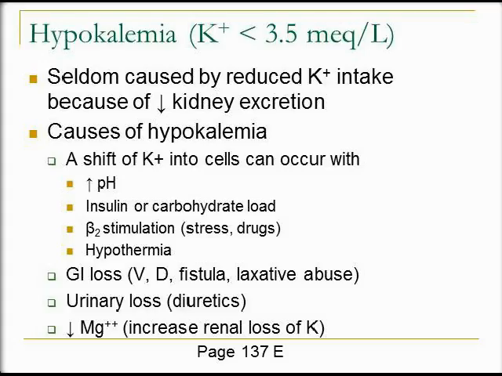And we'll talk a little bit about that in the critical care section when we talk about inducing hypothermia and the effects on potassium. Also can be caused by gastrointestinal losses with vomiting, diarrhea, fistula, laxative abuse, or urinary loss with diuretics, which we see more commonly. Also, a low magnesium will cause an increase in your potassium loss through your kidneys. So if your magnesium is low, you're going to lose potassium.